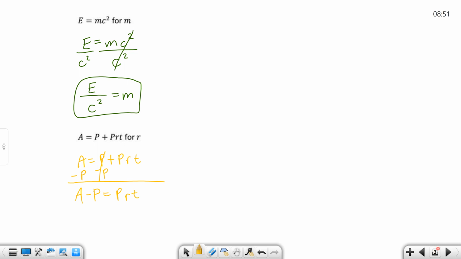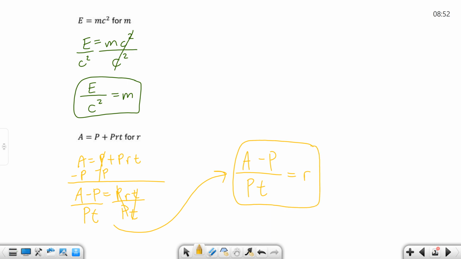And then I want to get little r by itself. What's the relationship between the P, the R, and the T? They're all being multiplied. How do I undo multiply? I divide. So divide by PT. And don't do this, because then you just made the P little, right? Don't make it little p, it's big P. So P, T. That divides out, and let me come over here where I have some more space. I get A minus P over P, T equals little r. All right? So there's my solution there for little r.